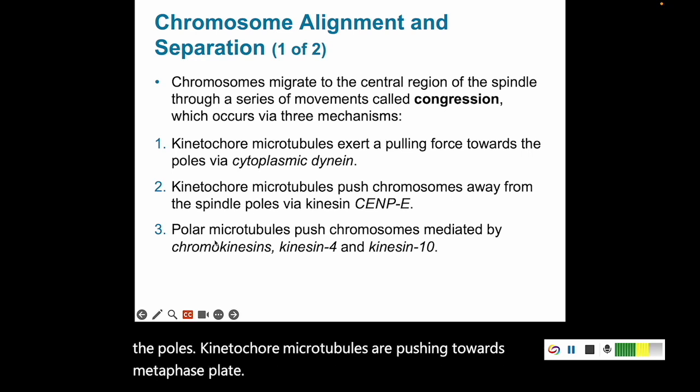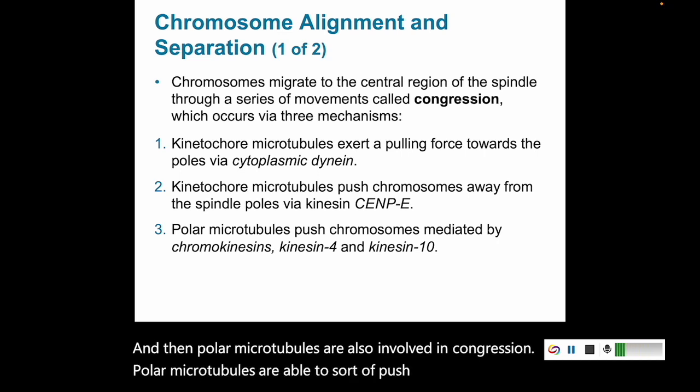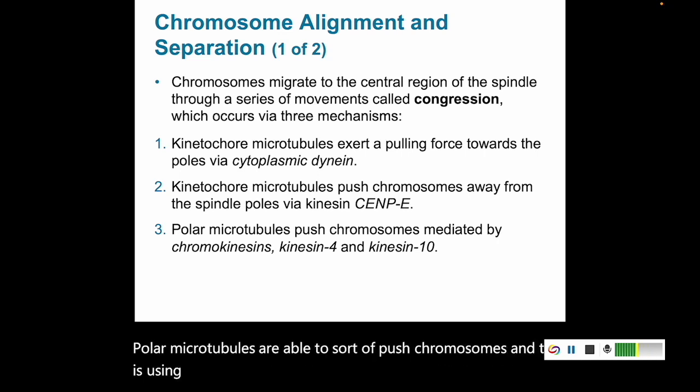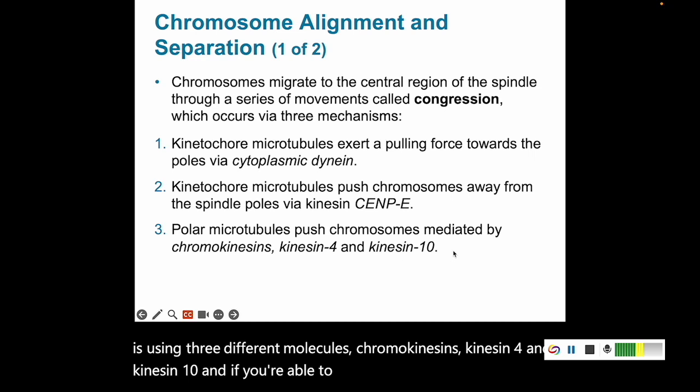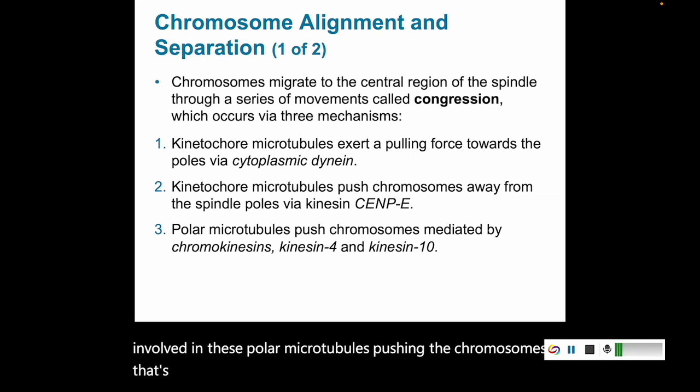And then polar microtubules are also involved in congression. Polar microtubules are able to sort of push chromosomes, and that is using three different molecules: chromokinesins, kinesin 4, and kinesin 10. If you're able to just label these as kinesins involved in these polar microtubules pushing the chromosomes, that's sufficient for this point.